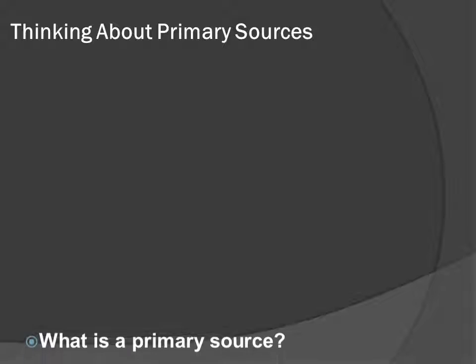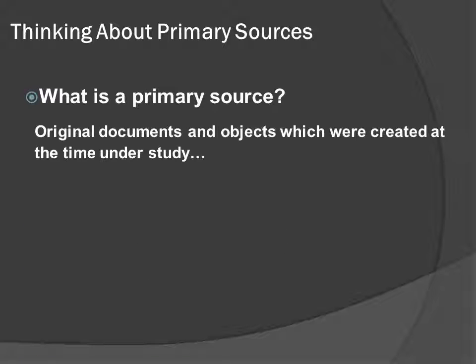Think about primary sources. What is it? What do you think is a primary source? A primary source is an original document or object which was created at the time under study. A primary source is not the source that you use the most for your paper, but an original document.